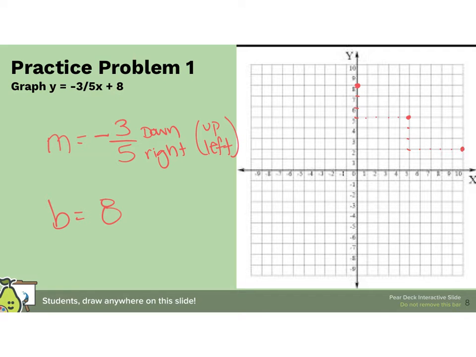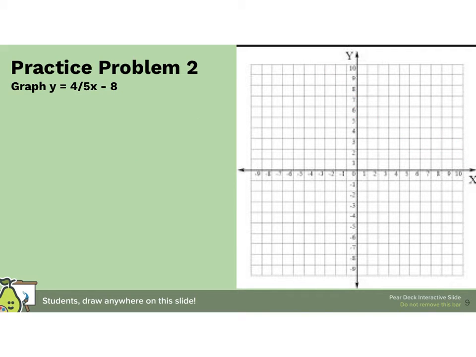We just made it. We're going to connect these. And we're going to add our arrow, and that is what the first line looks like. Practice problem 2.